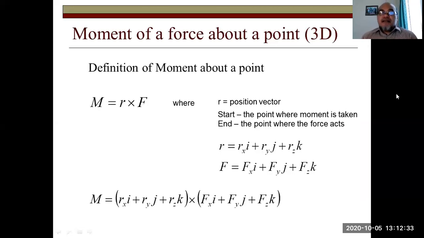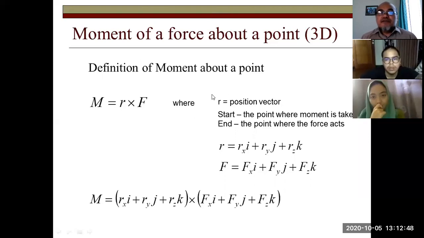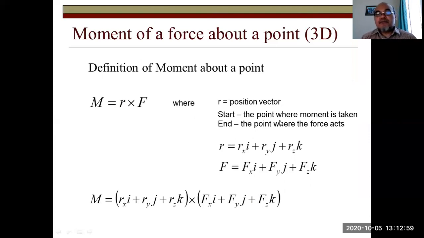So the definition of a moment about a point F: when a force creates a moment in a 3-dimensional space and we want to calculate the moment about a point, what we need to do is define a position vector. A position vector whose start point is the point where the moment is taken, and the end point is the point where the force is acting. Again, the start is the point where the moment is taken, and the end point is the point where the force acts.